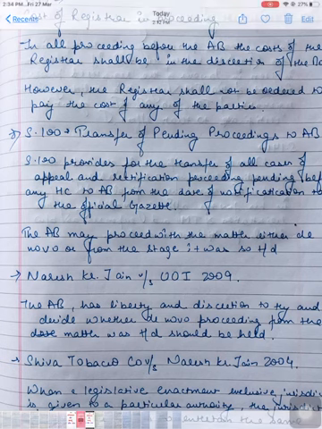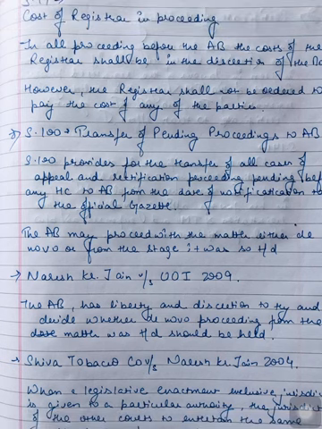In the section on cost of registrar in proceedings before the appellate board, the cost of the registrar shall be in the discretion of the board. However, the registrar shall not be ordered to pay the cost of any of the parties.